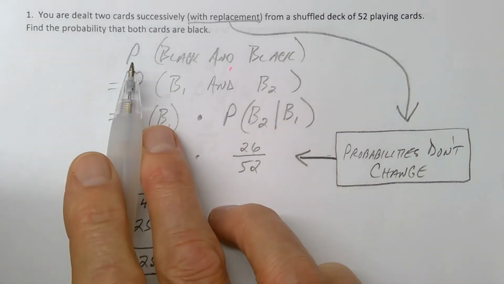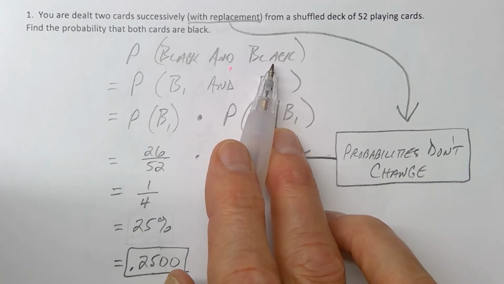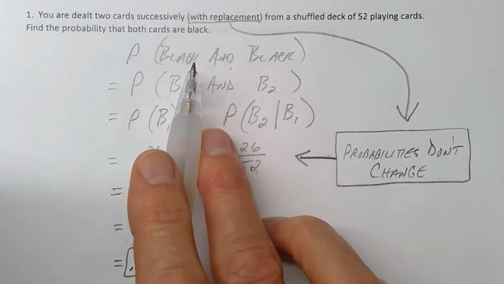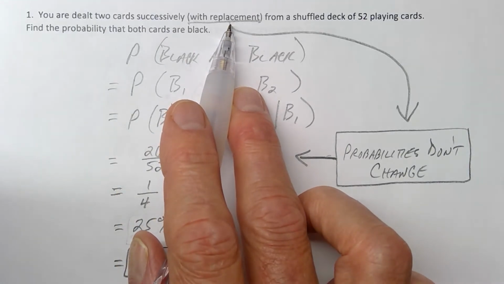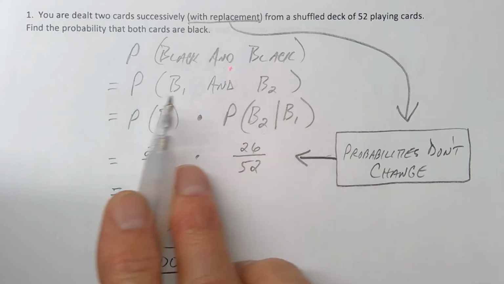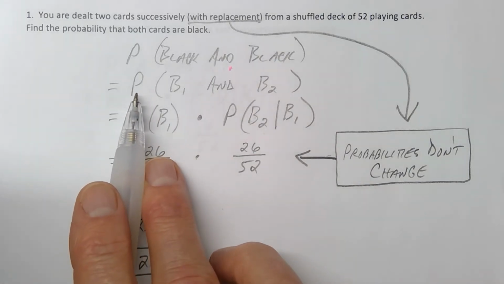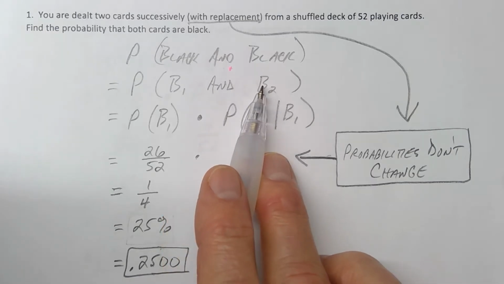So let's calculate the probability of drawing a black card and then another black card with replacement. That means I'm going to draw the black card the first time and I'm going to replace it. I'm going to put it back in the deck and then calculate the second probability. So we can abbreviate this if we like: the probability that the first card is black and the second card is black.